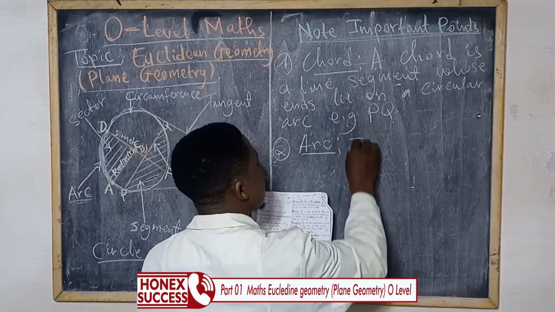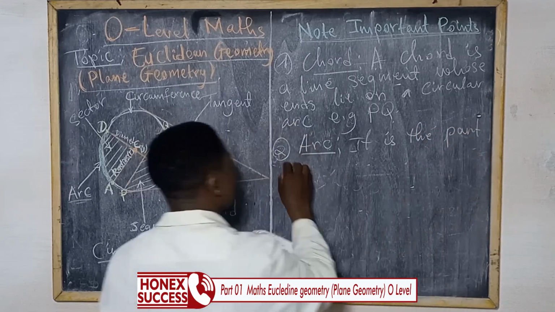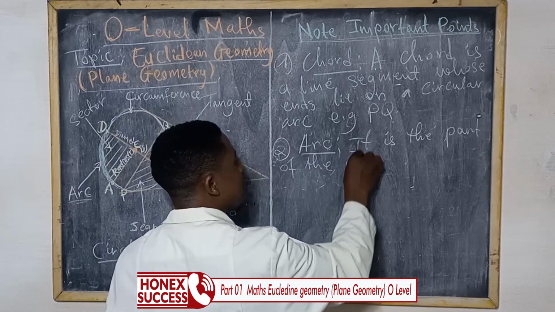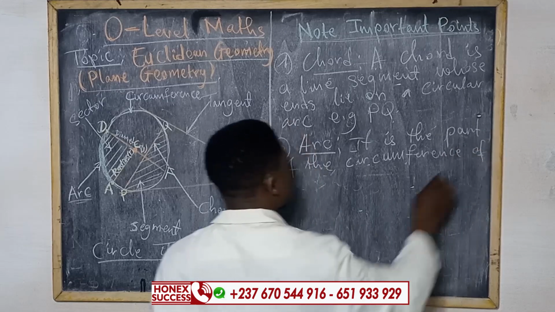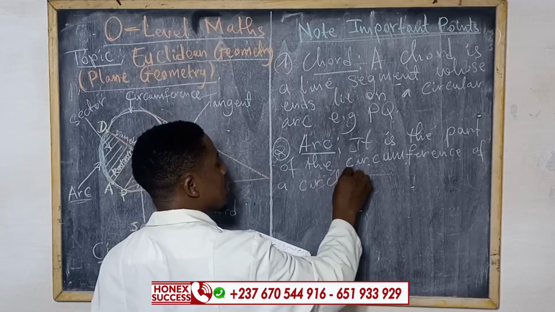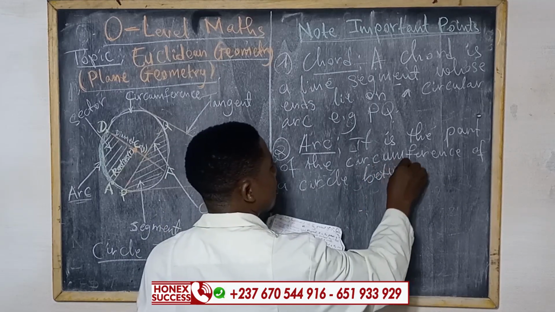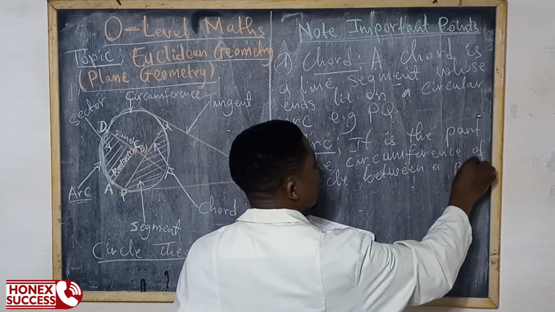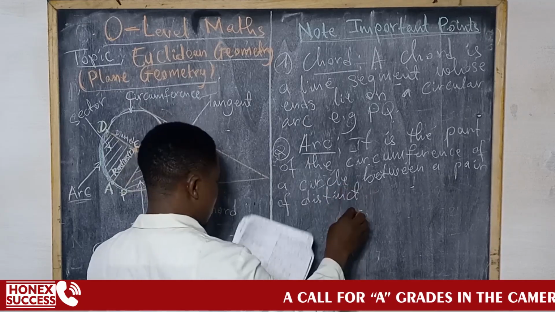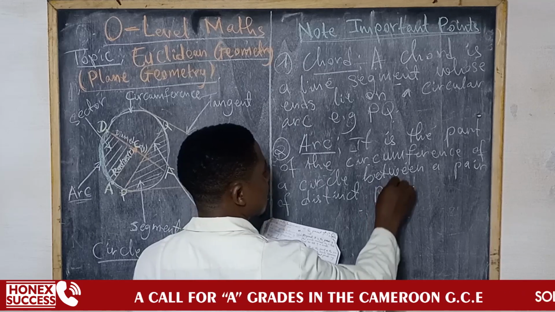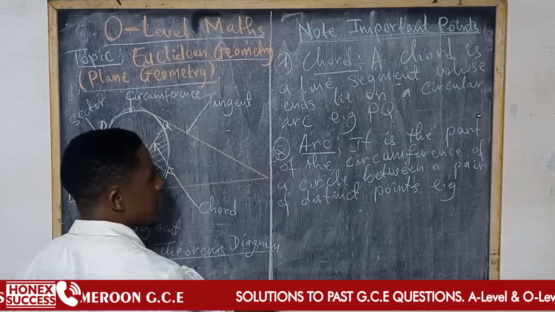Let me put it on the board. This is what it says. It is the part of the circumference of a circle between a pair of distinct points, with an S. For example, an arc line here is AD. AD here is an arc.